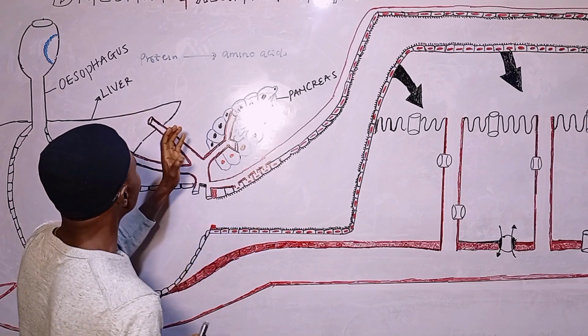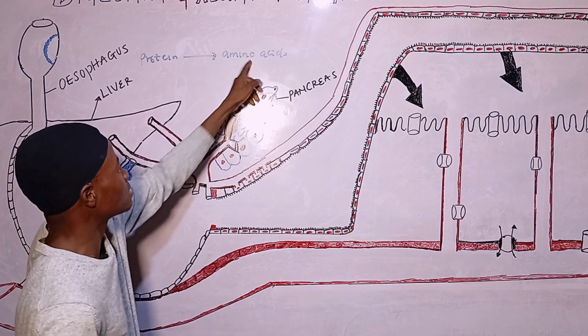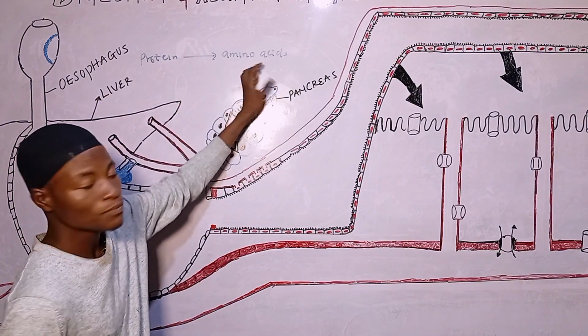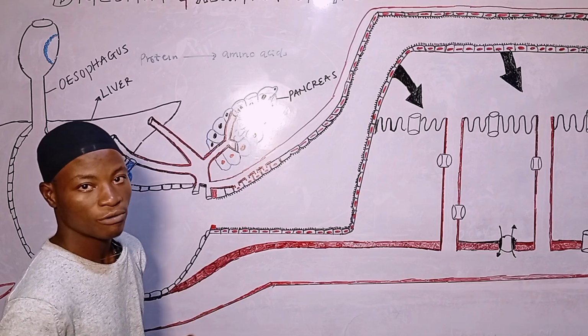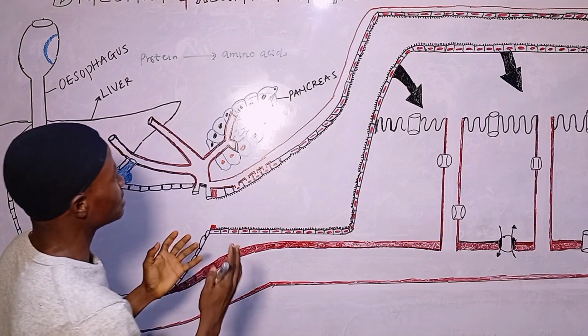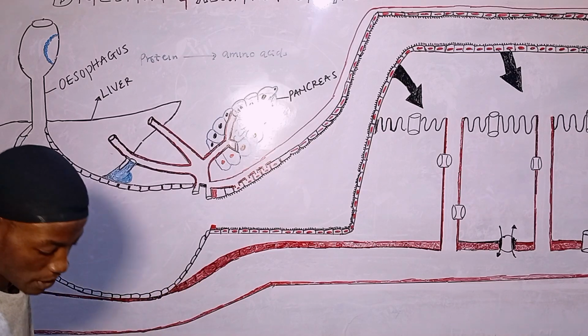So in this case, we are going to be breaking down the protein, which is the complex form, into amino acids. Then the body is going to absorb the amino acids, which is the simpler form. That's basically everything that this video entails. Now let's just start from here.